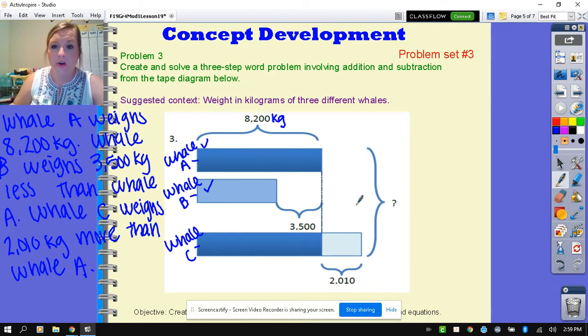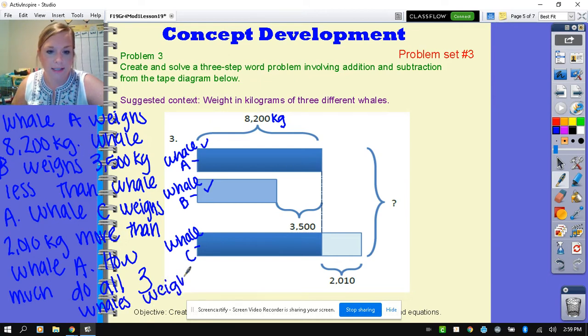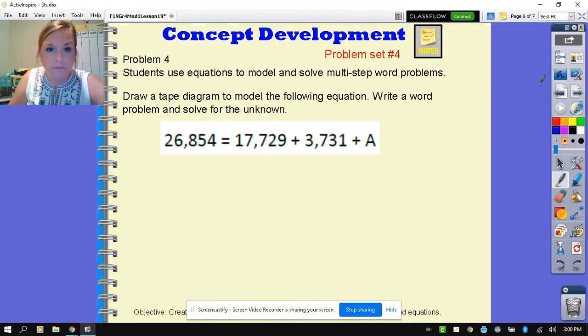Okay, but remember our overall question is, how much do all 3 whales weigh? So I challenge you to solve this problem. Make sure you understand all the pieces. Write it as a statement. This is your practice. So check in with your teacher on that problem. I'm going to keep going, though, so we can solve, and I can set up one more problem.